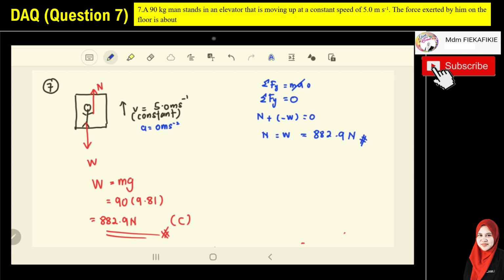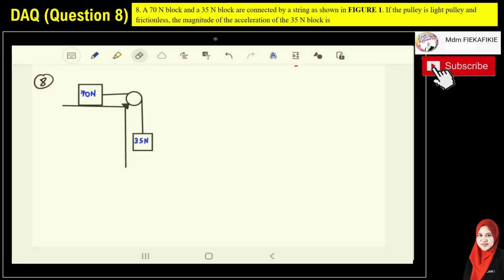So now, let's proceed to the next question, which is question number 8. We have two blocks here, which are 70 Newton and 35 Newton, and the blocks are connected by a string as shown in the figure. If the pulley is light and frictionless, what is the magnitude of the acceleration of the 35 Newton block? So we want to find the acceleration. The direction of the acceleration is like this.